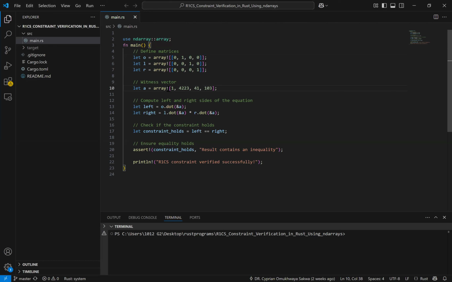Then our witness has been input. And then you are telling it to find the left side. That is, multiply the output times A. And then the right side, let the right side be this. So if this is the right side and this is the left side, check if the left side and the right side are equal. Let's see if they're equal. Let's see what it tells us.